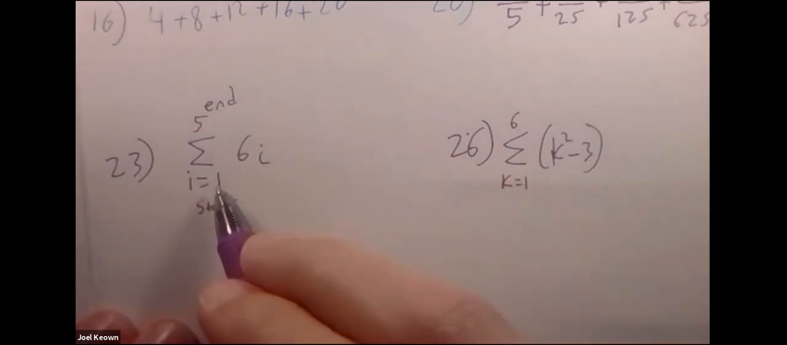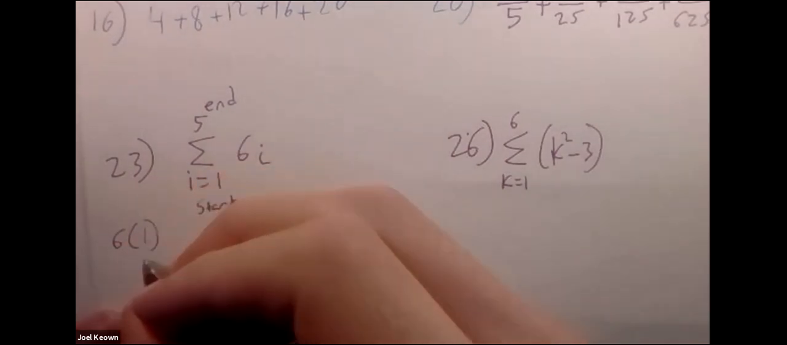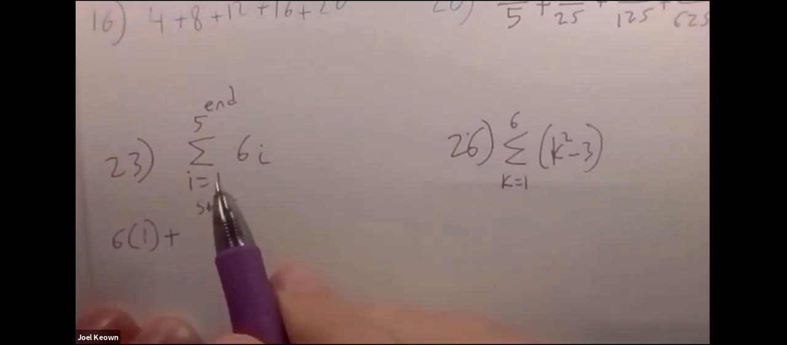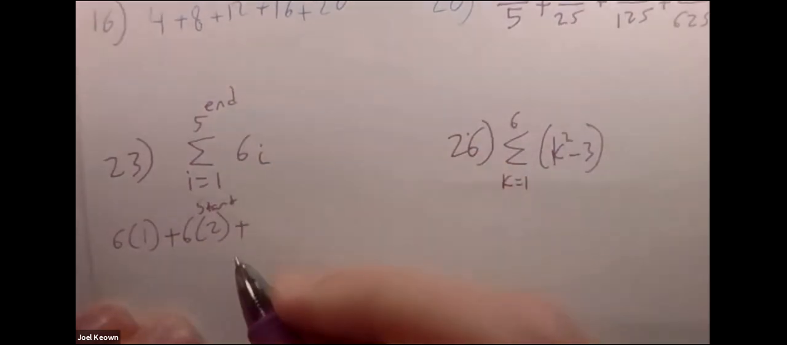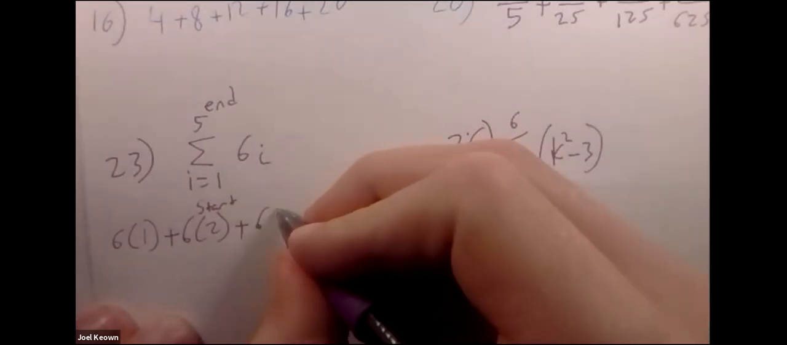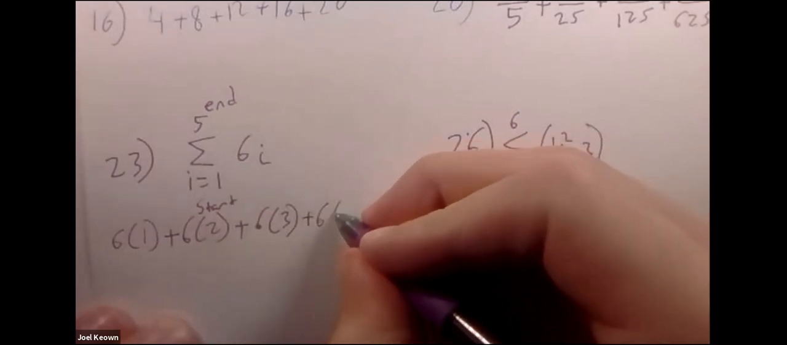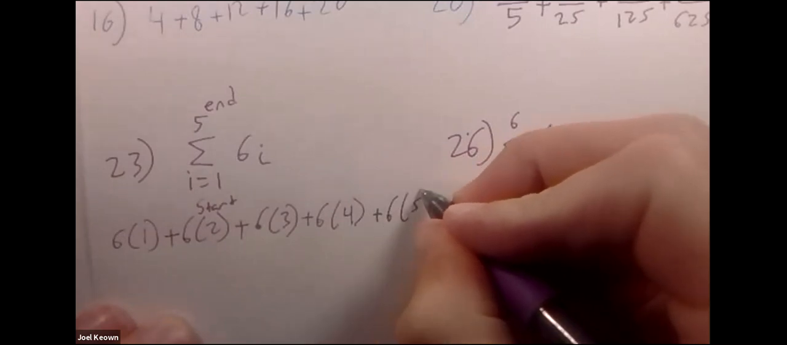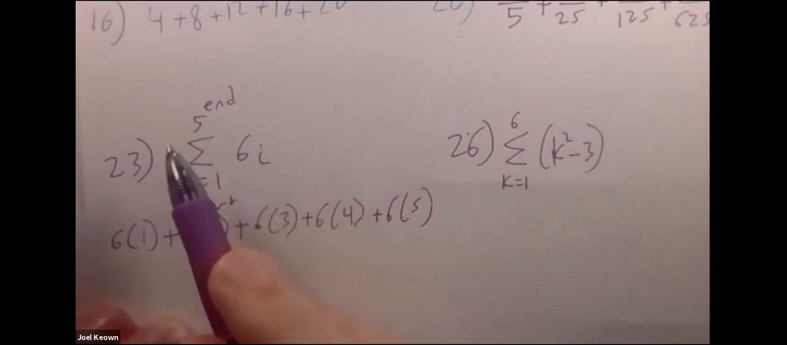So my first number, if I plug 1 in, is 1 times 6. And always plus. I'm always adding them all together. Well, what number comes after 1? 2 comes after 1. 6 times 2. After 2 comes 3. 6 times 3. After 3 comes 4. 6 times 4. After 4 comes 5. 6 times 5. And I'm stopping there because that's my end point right there.